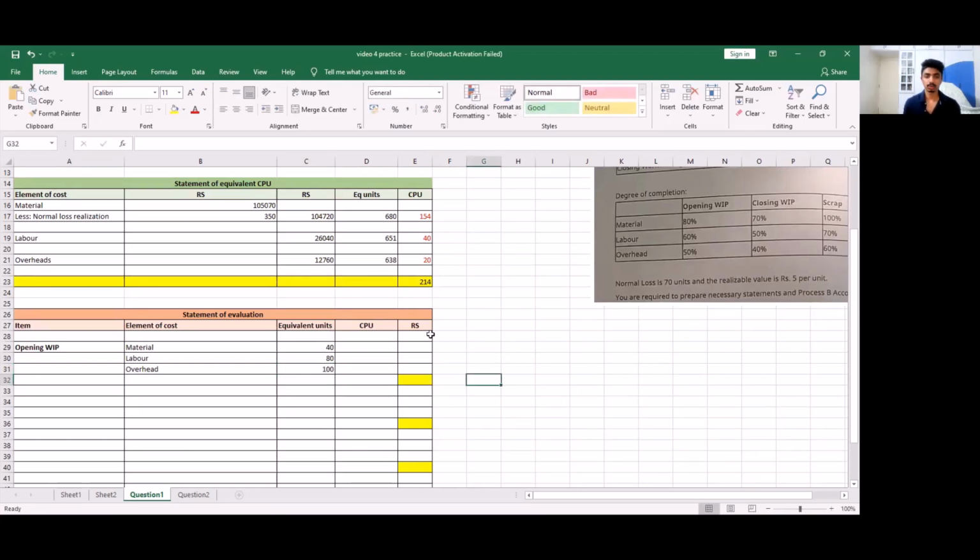Next, we write the cost per unit. So this we get from our statement of equivalent cost per unit. We have found the cost per unit for materials, labor, and overhead. So we will write these in their respective cells. So materials is equal to 154, labor is equal to 40, and overhead is equal to 20. And now we multiply the units with the cost per unit to get the total amount.